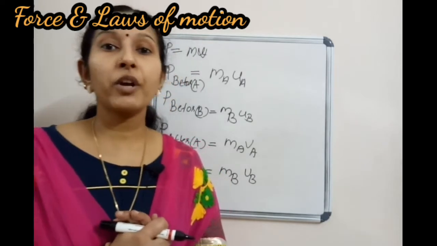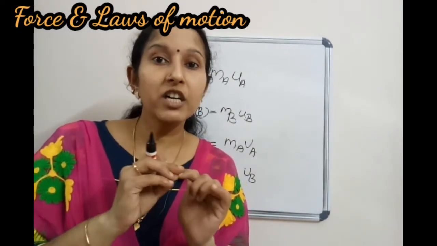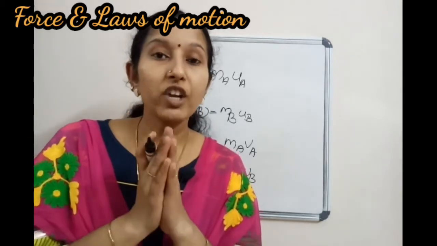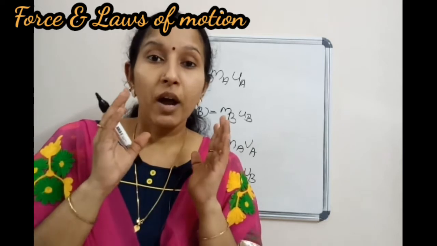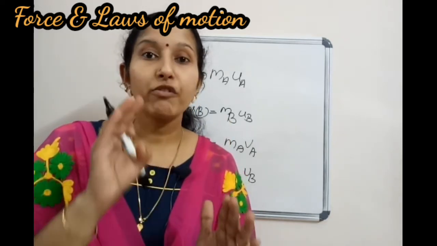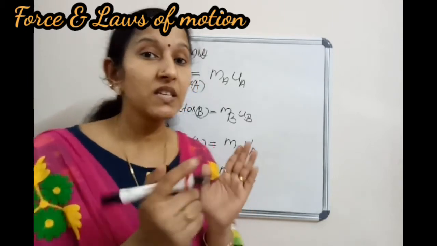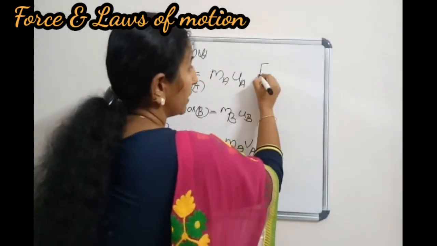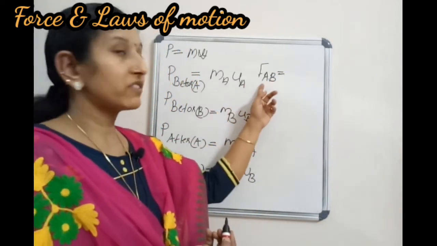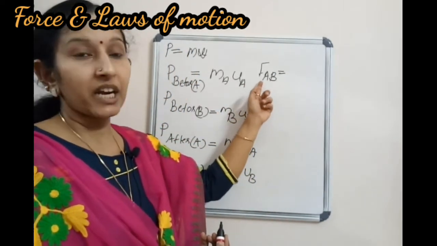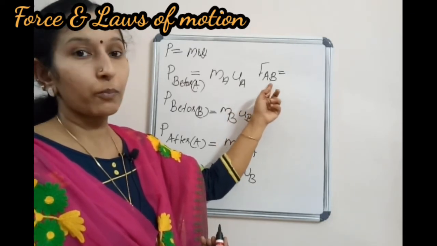Now we have to find the rate of change of momentum of ball A. The rate of change of momentum of ball A means that on collision ball A exerts force on ball B, right? So the rate of change of momentum of ball A is FAB.